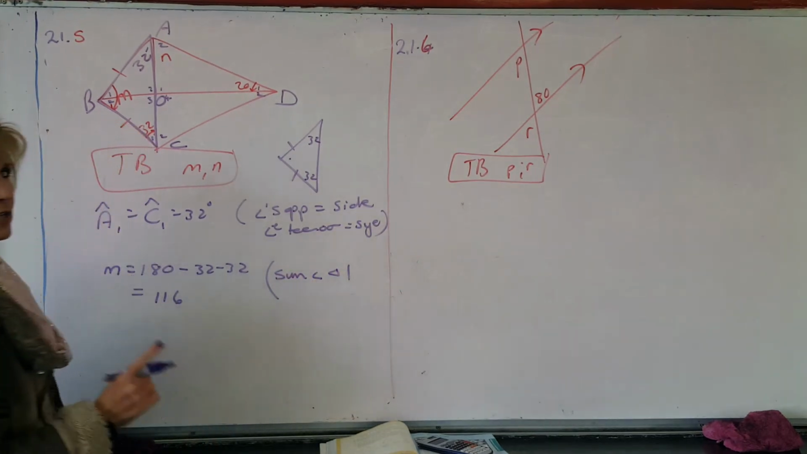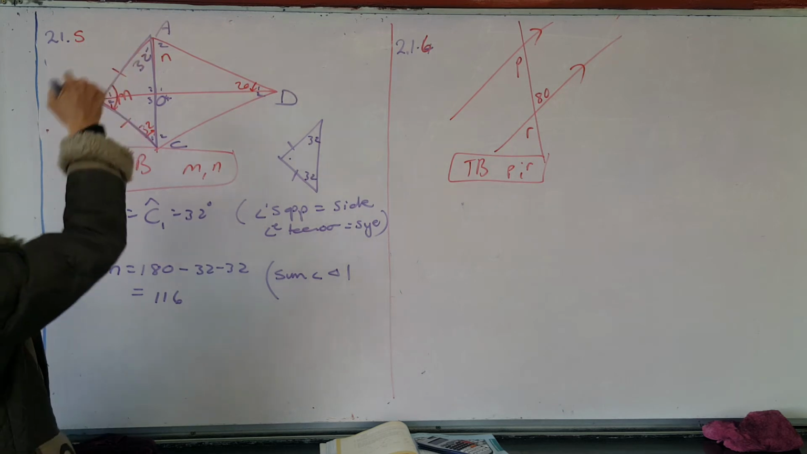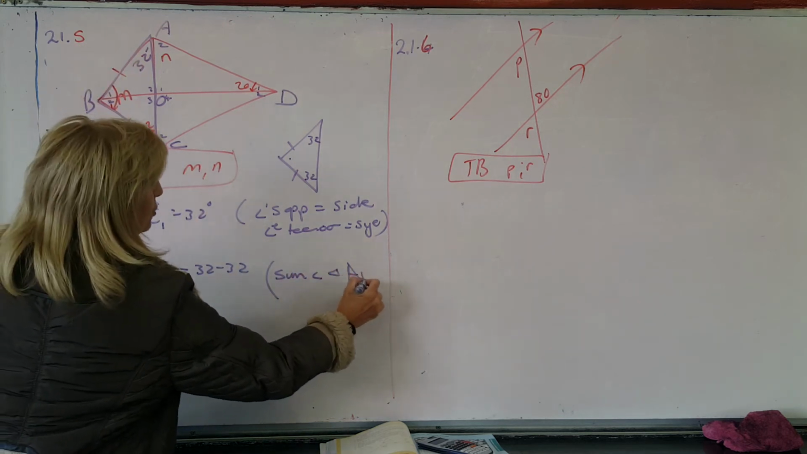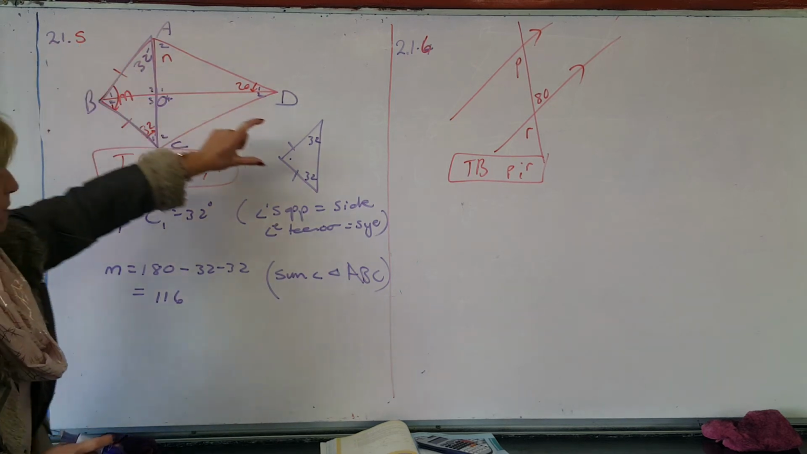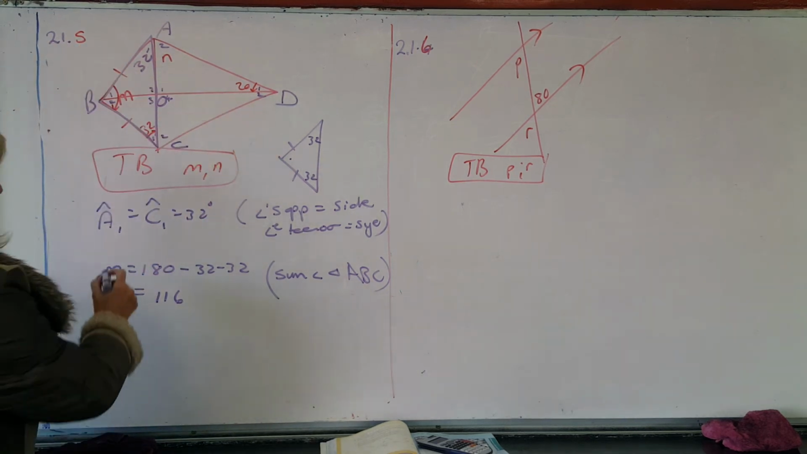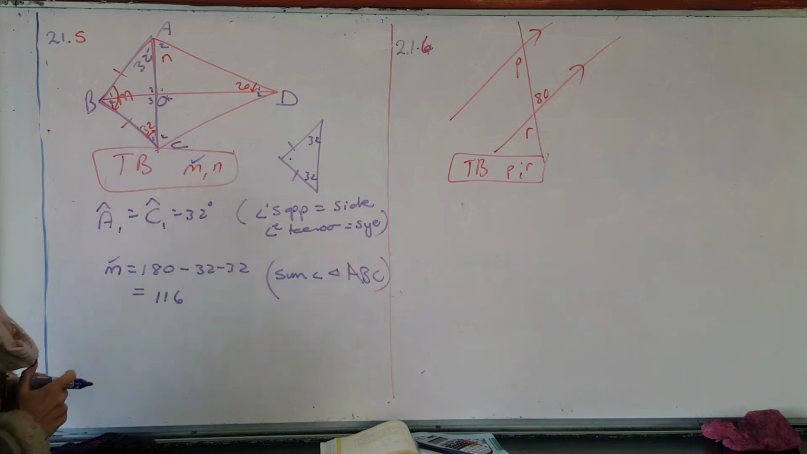Nou in hierdie geval sal ek graag wou hê jy moet vir my sê dis driehoek ABC. To tell me that you were busy working with triangle ABC. Those angles together add up to 180. So then I have M. But then I'm still short of N.